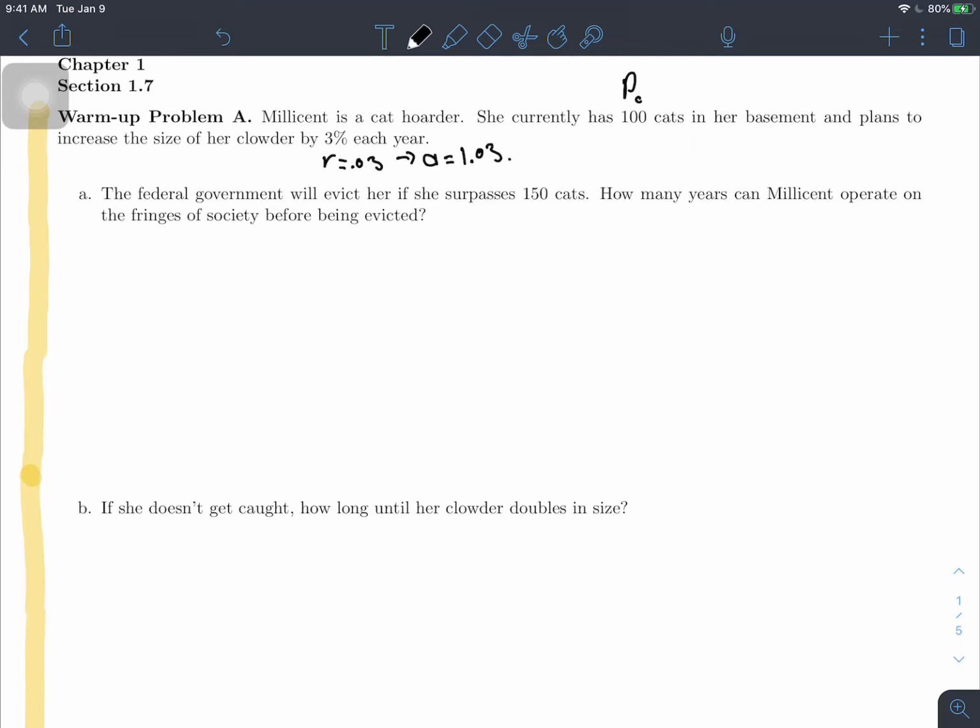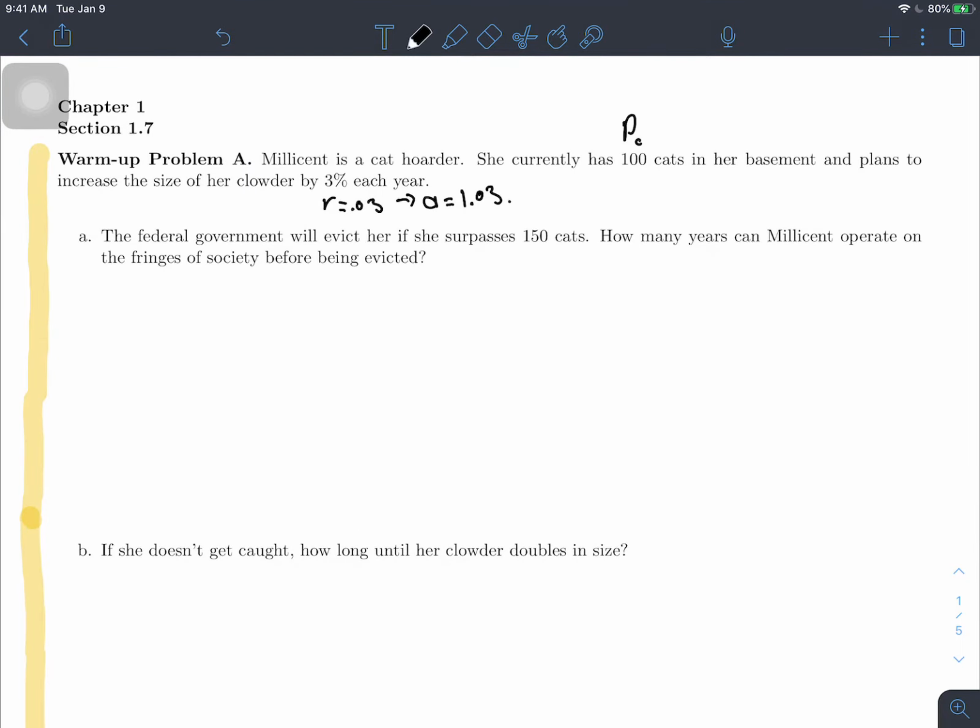The federal government will evict her if she passes 150 cats. So how many years can Millicent operate on the fringes of society before being evicted? Wow, this is a crazy problem. All right. Well, what we're asked here is what value t causes P of t to be equal to 150. That's what they're asking. What time am I going to pass 150 cats?